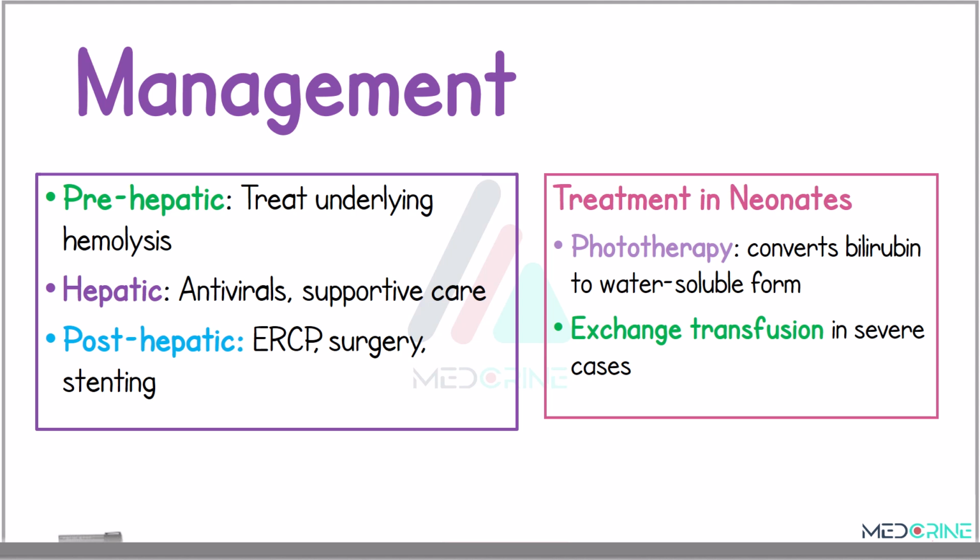The treatment of neonatal jaundice includes phototherapy, which converts bilirubin to a water-soluble form that is excreted in urine. Severe cases may need an exchange transfusion to prevent the development of kernicterus.